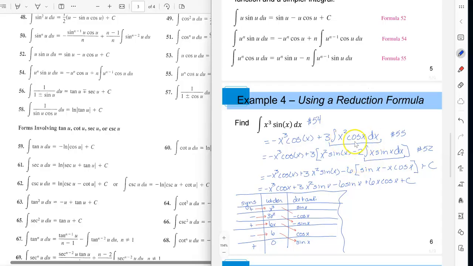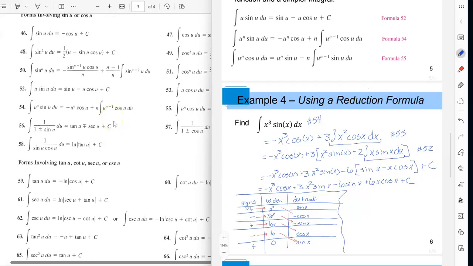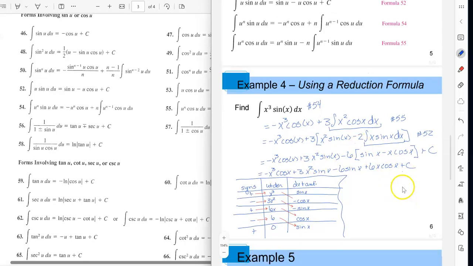Here it is. Apply that formula. So when I apply that to this, I'm going to get this guy. And then now we've got to integrate this x sine of x, which is going to be number 52. And then you can see how we're going to distribute just to simplify our final answer.